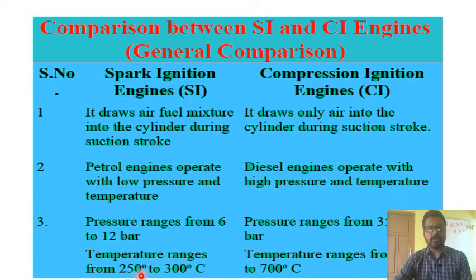Temperature ranges from 250 degrees Celsius to 300 degrees Celsius. From this comparison you can see what the changes are. In the case of CI engines the pressure is very high. Normally the pressure will be 3 times. Temperature is also very high. Here it is 300 degrees Celsius, whereas here you can see that it is more than 700 degrees Celsius. So this is for diesel engines and the other is the comparison for petrol engines.